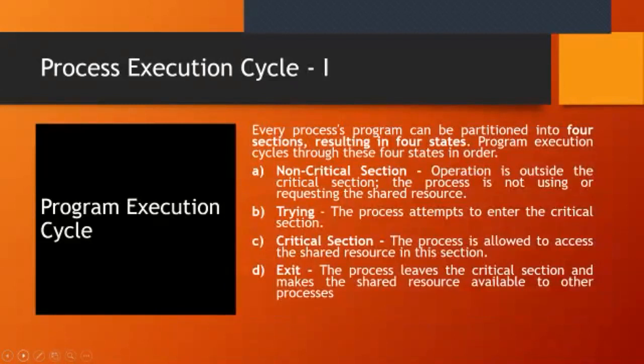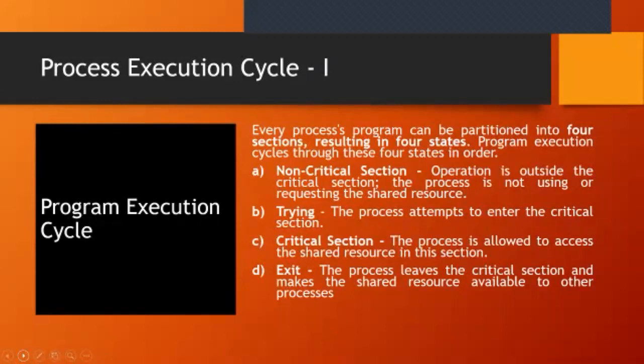This is program execution cycle 1. Each process program can be partitioned into four sections. What is a process? Whenever you write a program and execute it, that is called a process. Every process program can be partitioned into four sections. First is non-critical. Non-critical means the operations which are being done outside the critical section. The process is not using or requesting the shared resource.